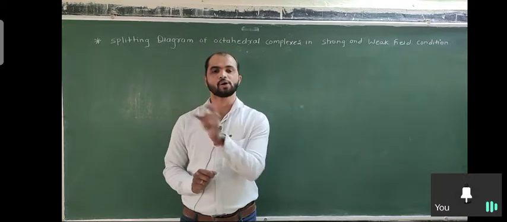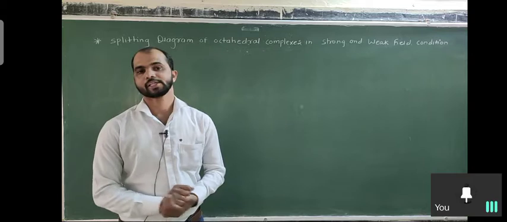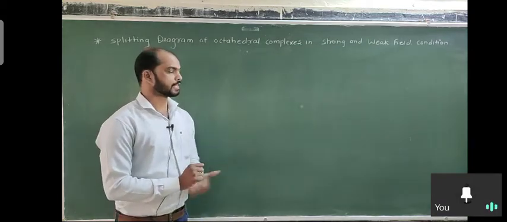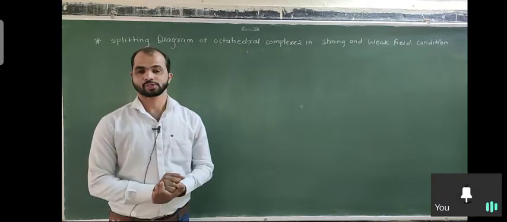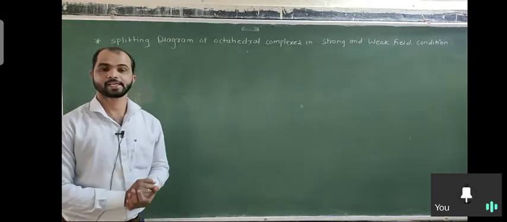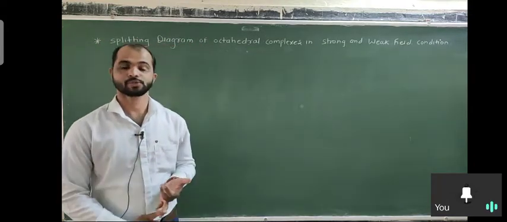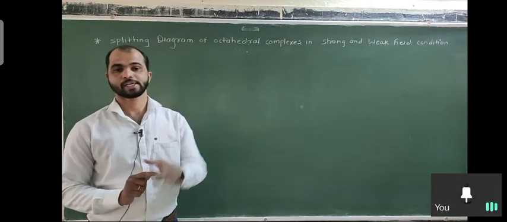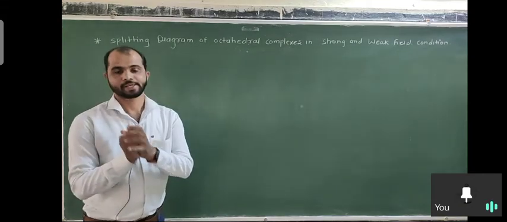So depending on the 10 Dq value, meaning the 10 Dq energy and the pairing energy, you have to decide which field is used for the splitting and distribution of electrons. Once we split, we rearrange the electrons according to rules. We use the Aufbau principle. Secondly, we use Hund's rule of maximum multiplicity. And in the third case, we decide whether the 10 Dq value is more or the pairing energy is more.